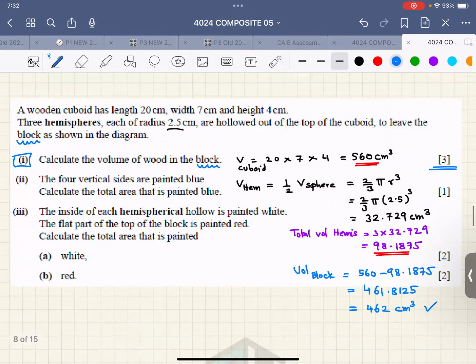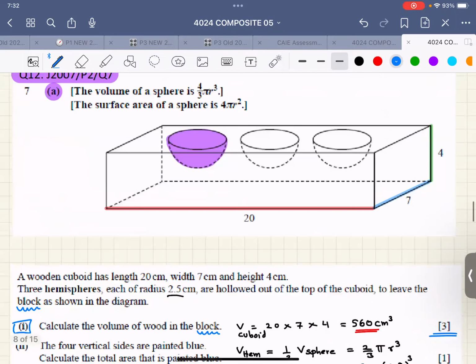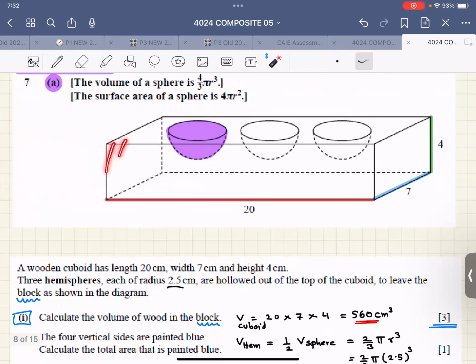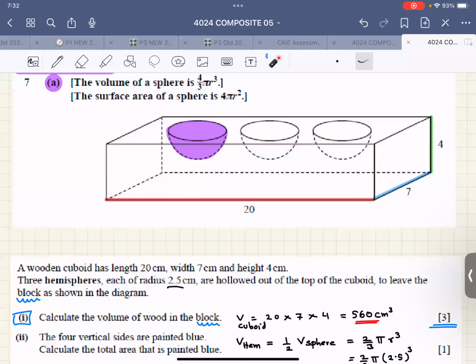Now it says the 4 vertical sides are painted blue. Calculate the total area that is painted blue. So these are the 4 vertical sides. That's one side. That's the other side with dimension 7 and 4. Then there are two sides with dimension 20 and 17, the front and the back. So 20 into 7 and 7 into 4.